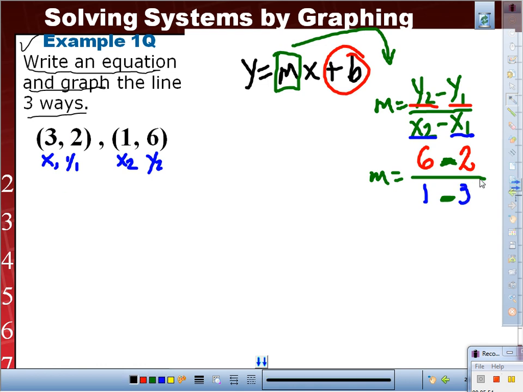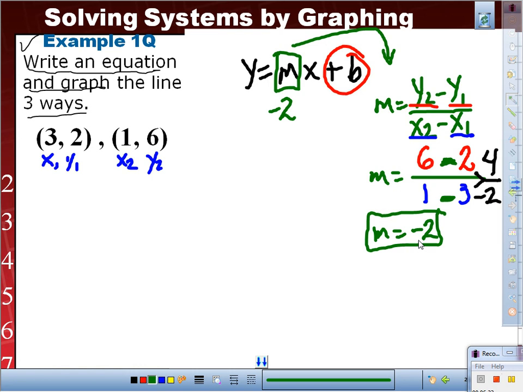Okay, now that we have that, let's see what we got. What is 6 minus 2? 4. What is 1 minus 3? Negative 2. Therefore, m equals, what is 4 divided by negative 2? Negative 2. Well, right now we don't write it in fraction form because we're not graphing yet. We're still writing the equation. So, in our form here, what do I write underneath the m?